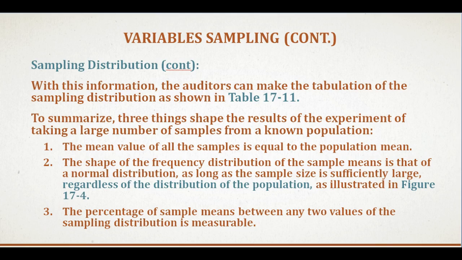To summarize, three things shape the results of the experiment of taking a large number of samples from a known population. The mean value of all the samples is equal to the population mean. The shape of the frequency distribution of the sample means is that of a normal distribution as long as the sample size is sufficiently large, regardless of the distribution of the population. And lastly, the percentage of sample means between any two values of the sampling distribution is measurable.